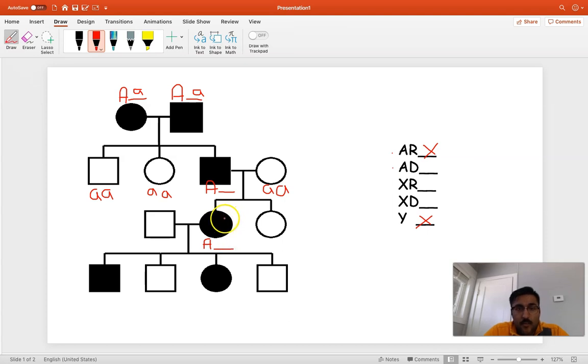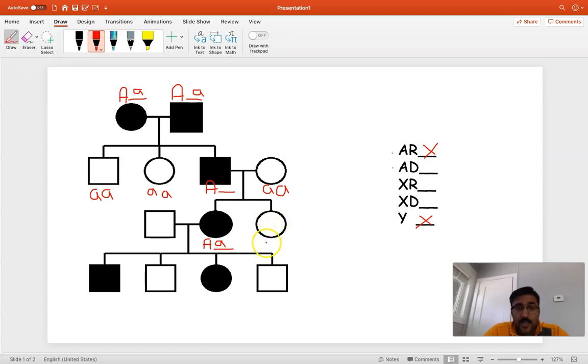The only way she could have a big A is if she got it from dad, which she totally could have. And we know her second allele for sure is going to be a little a. Because if she got the big A from dad, then she has to get her second allele from mom. And mom only has little a's to give. And so she's going to receive a little a over here.